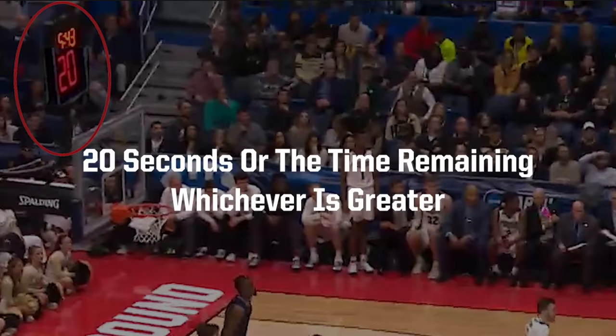Just like last season, when a defensive foul is called in the front court prior to the bonus, the offensive team will be awarded the ball for a throw-in with 20 seconds or the time remaining, whichever is greater on the shot clock for the ensuing throw-in. Let's look at 3 examples.